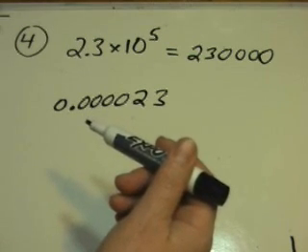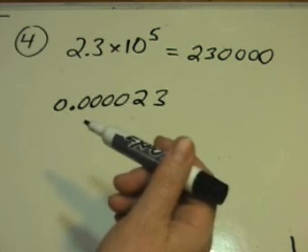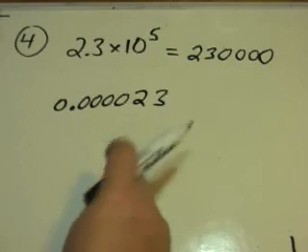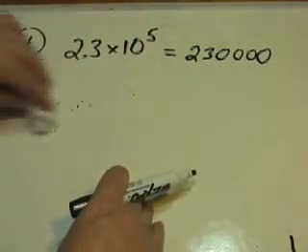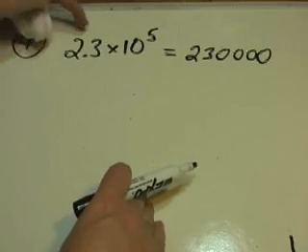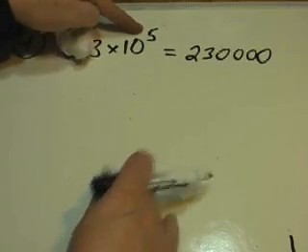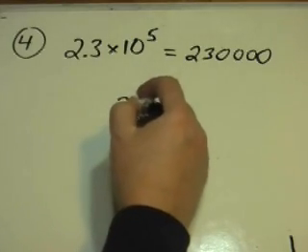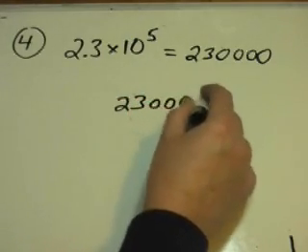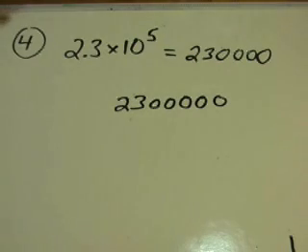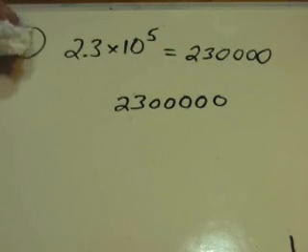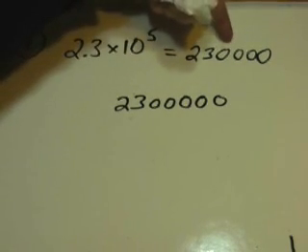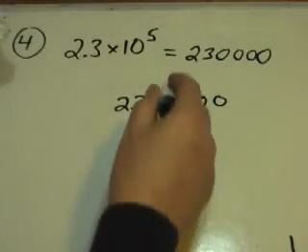Patterns and rules are important, but one thing to be careful of is there'll be patterns that people turn into rules in their mind. For instance, another common wrong answer is people will see 2.3 and 10 to the 5, and they'll think, okay, 5 zeros. 10 to the 5 means 5 zeros. So 2, 3, then 1, 2, 3, 4, 5 zeros. But that's too big. 230,000 is what it is.